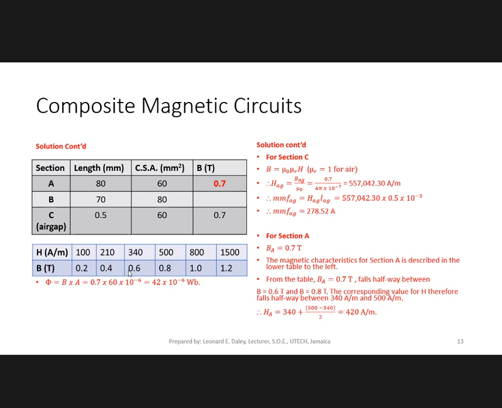So if we interpolate, we will actually get the same values, right? Because we assume a straight line between these points, so the gradient anywhere along here is going to be the same. So it works out to be the 340 plus half the difference between these two, since it's exactly halfway. So it ends up at 420 ampere per meter.